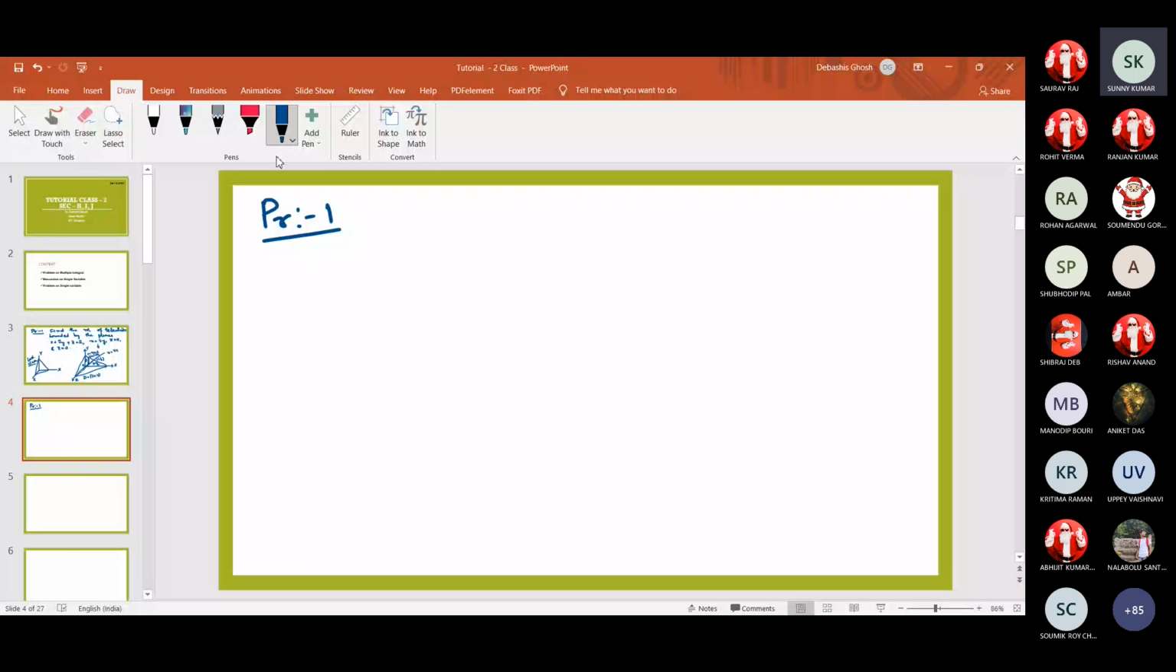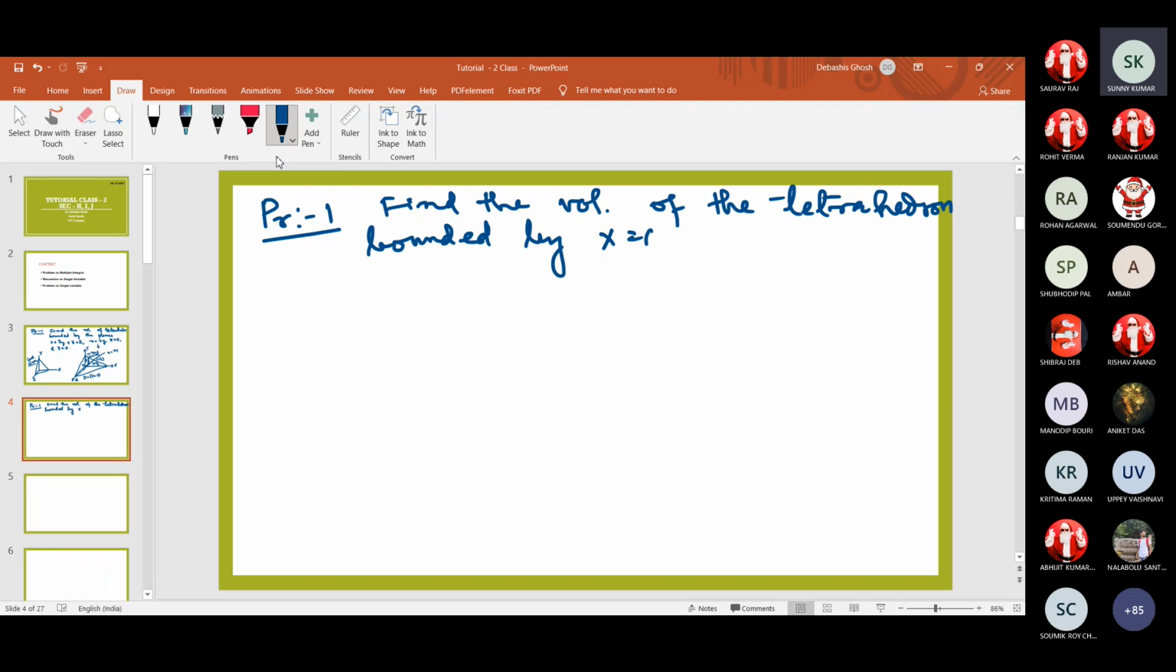So find the volume of the tetrahedron bounded by x equals 0, z equals 0, x equals 2y, and x plus 2y plus z equals 2.